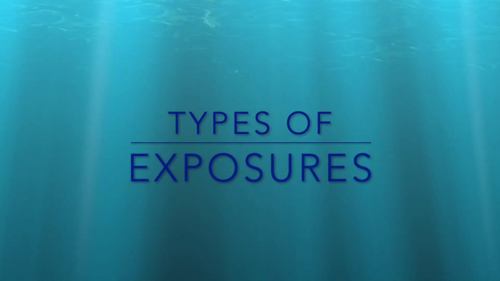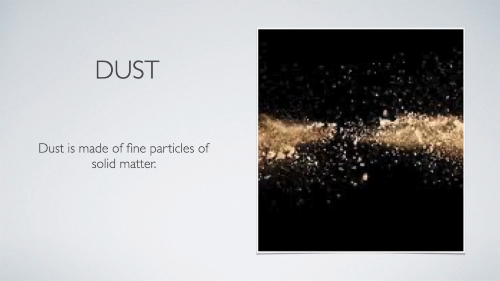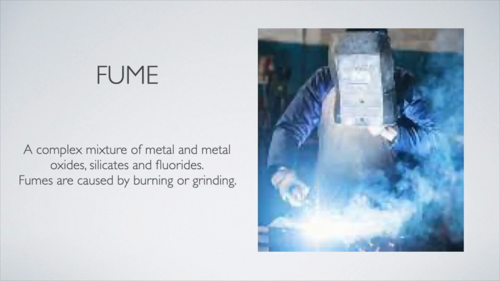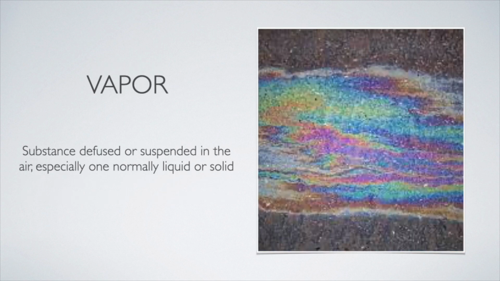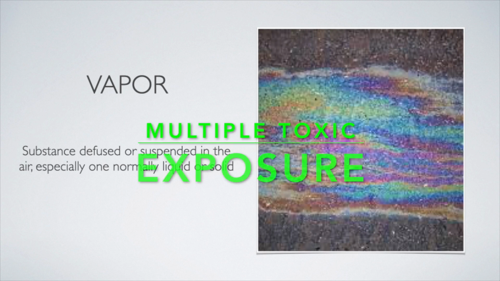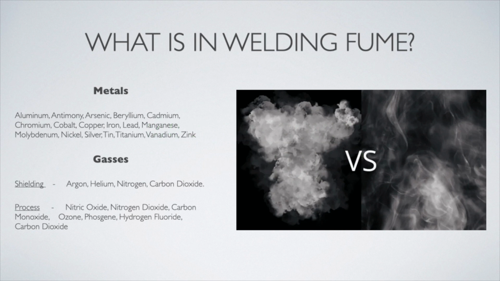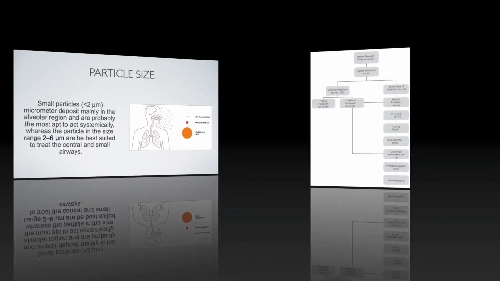Now, there are many different types of exposures. We want to go through the basic ones. First, there's dust. That's fine particles in the air. Mist, small droplets in the air. And then we move on to fumes, tiny particles caused by heat and grinding. Gases of all different types. Vapors that come off of liquids. And sometimes, there's a combination of these. Those get to be very difficult to deal with. Particle size is also something we need to consider.